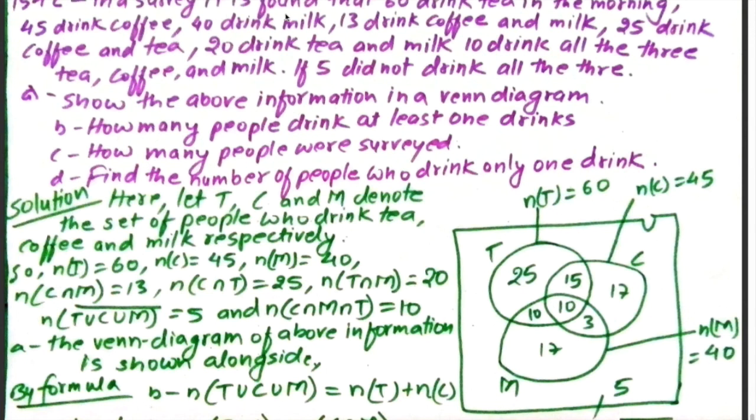Third chapter, question number 154. In a survey, it is found that 60 drink tea in the morning, 45 drink coffee, 40 drink milk, 13 drink coffee and milk, 25 drink coffee and tea, 20 drink tea and milk, and 10 drink all three: tea, coffee and milk. If 5 did not drink any of the three, show the above information in a Venn diagram. How many people drink at least one drink? How many people were surveyed? Find the number of people who drink only one drink.